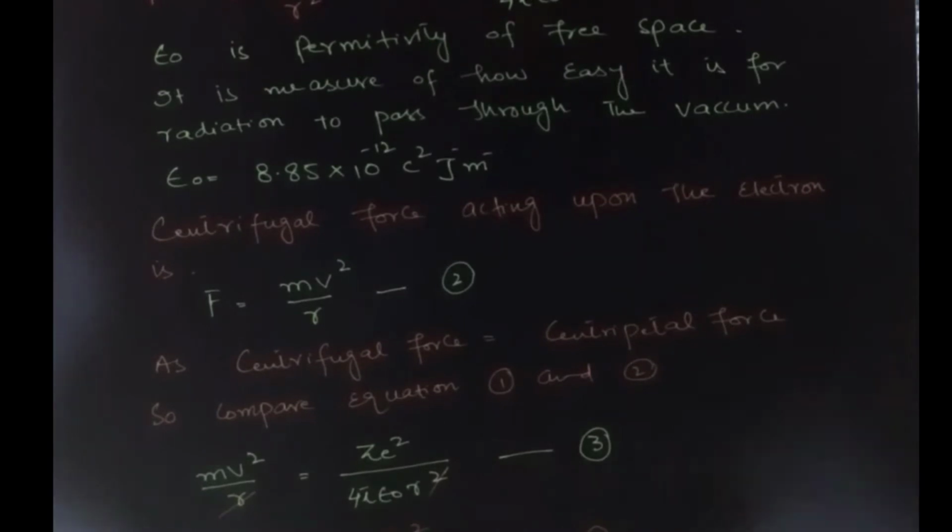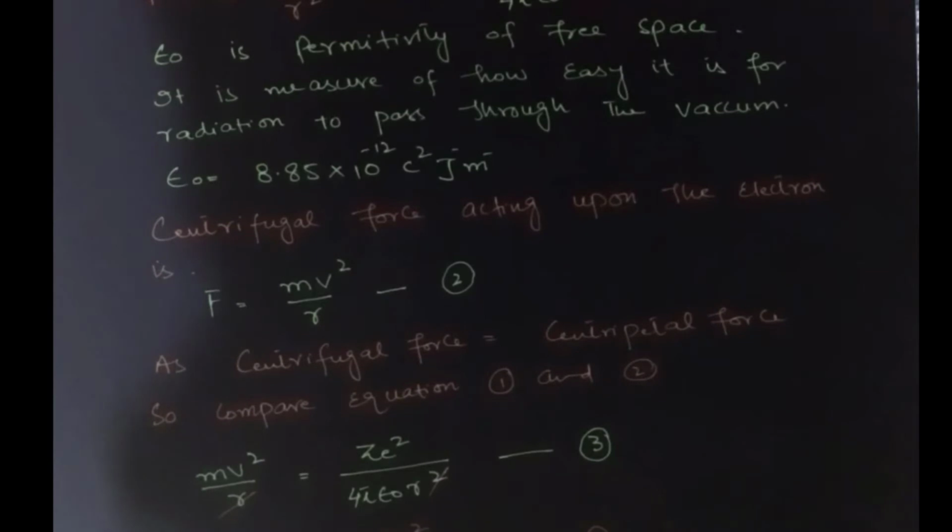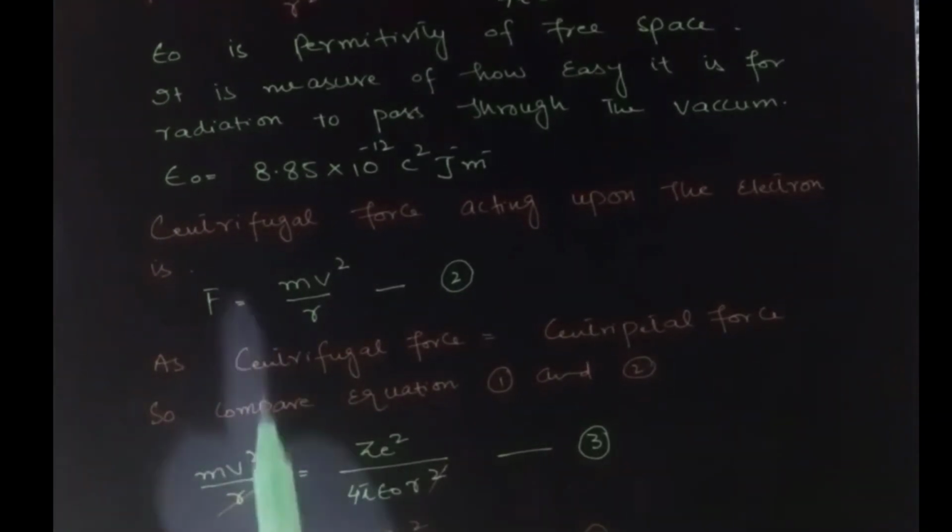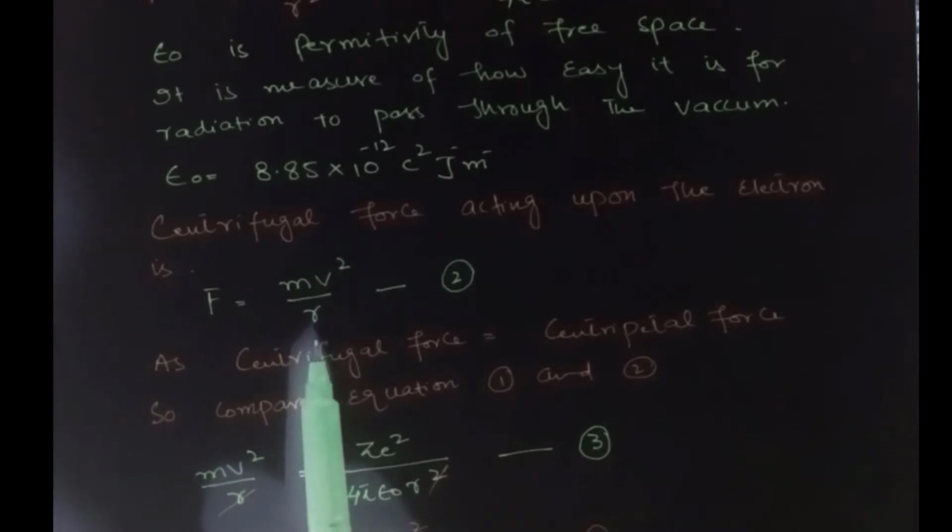Now another force which is acting on the electron when it is moving in a circular path is the centrifugal force, and this centrifugal force acts opposite to the centripetal force, because the centripetal force is attracting the electron towards the nucleus, while the centrifugal force tries to remove the electron from the orbit. It wants the electron to move away from the nucleus and out of the atom. So the centrifugal force is F is equal to mv square divided by r.